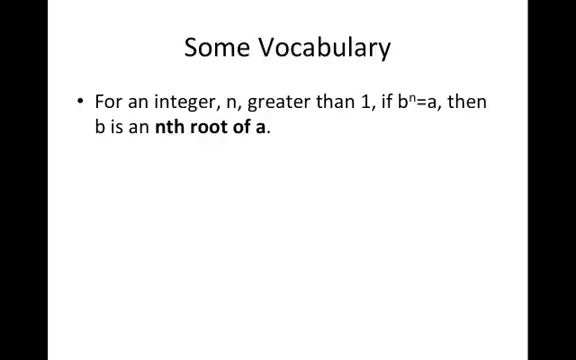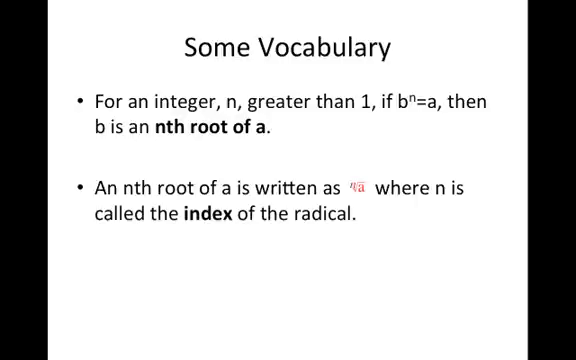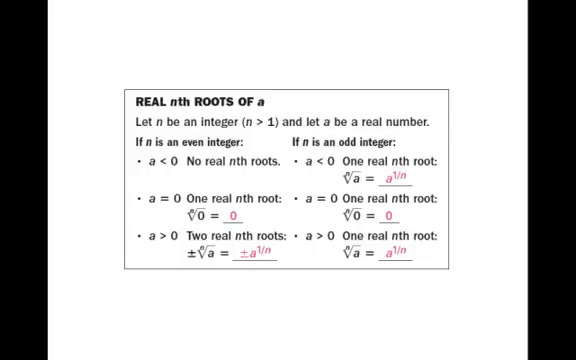For an integer n greater than 1, if b to the n equals a, then b is an nth root of a. An nth root of a is written as, and you can see the little symbol there in red, nth root of a, where n is called the index of the radical. If you don't see an index there, then it's understood to be 2 when we're doing square roots.